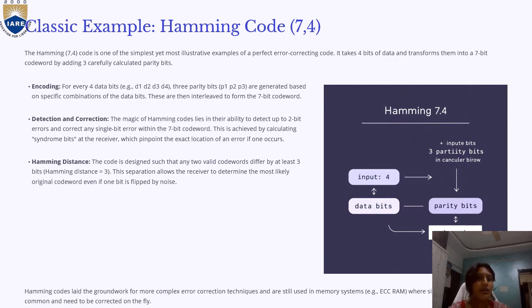Classic example: Hamming code. One of the simplest and most famous examples is the Hamming (7,4) code. It takes 4 data bits and adds three parity bits to form a 7-bit code word. It can detect up to 2-bit errors and correct any single-bit error. This is possible because of the Hamming distance, which is the minimum number of bits by which valid code words differ.